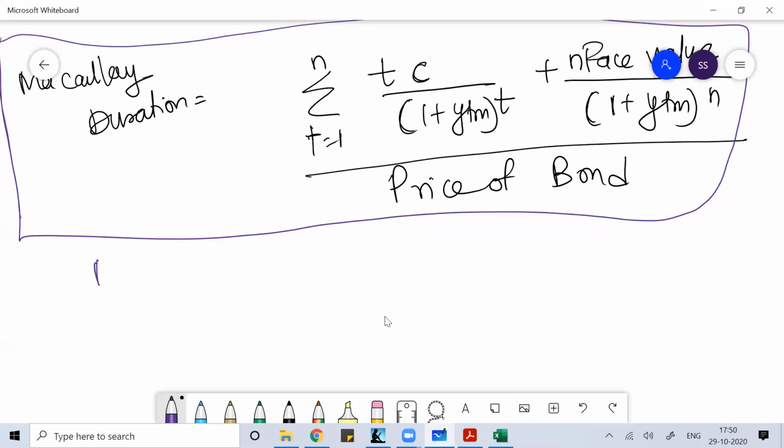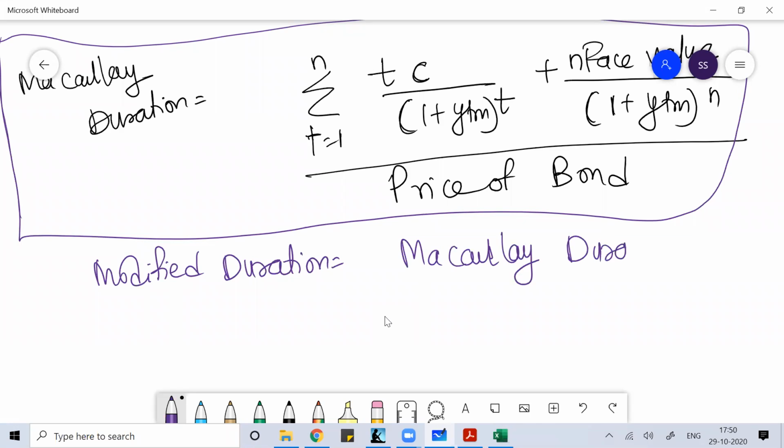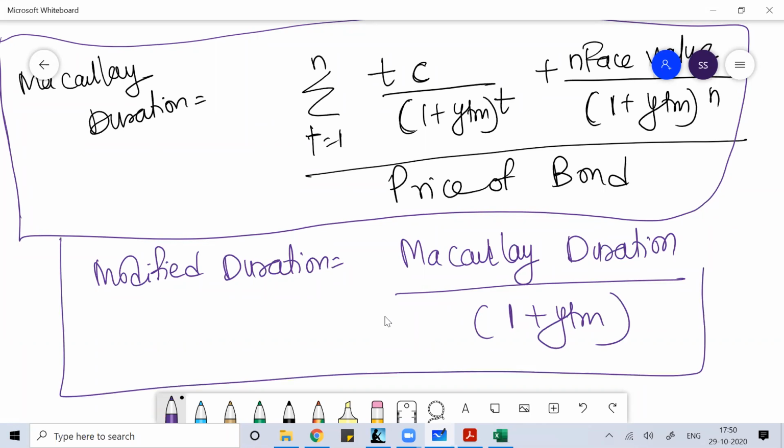Once you understood the Macaulay duration, then you should understand the next formula, that is called modified duration. Modified duration is nothing but Macaulay duration divided by 1 plus YTM. This is called modified duration. So you should be interested in these two formulas. What is the formula of Macaulay duration and what is the formula of modified duration?